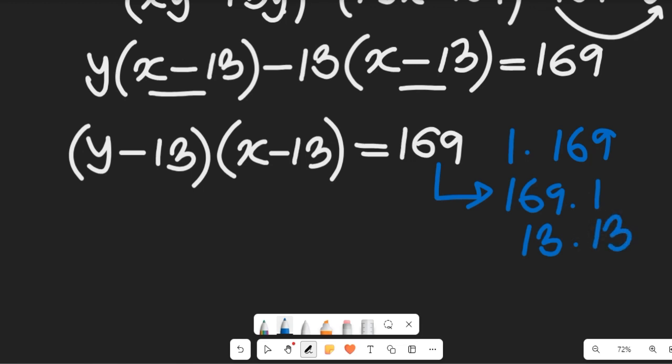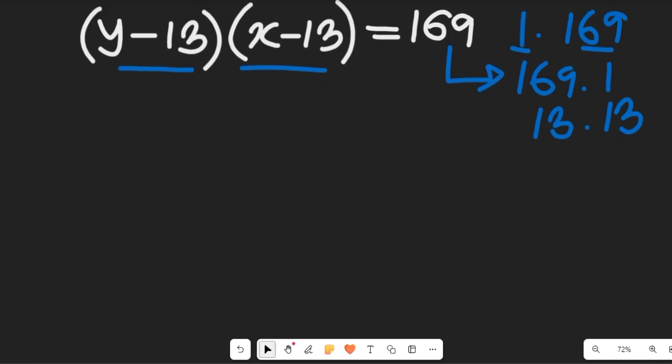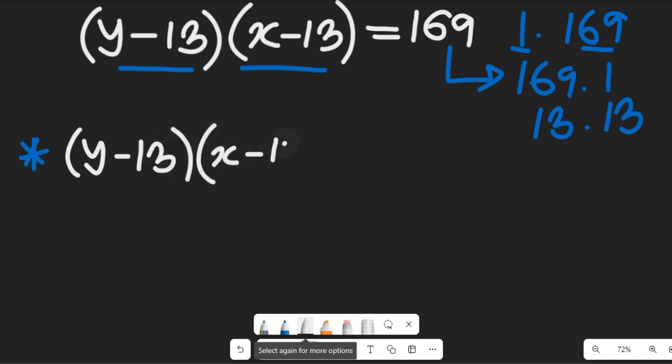So that means if I equate this expression and this expression to any of these, I can still have my value for x and y. Now let's consider these three cases. The first case will have 1 and 169. So we're going to consider that as case asterisk. We will have (y minus 13) multiplying (x minus 13), and that will be equal to 1 multiplied by 169, right?